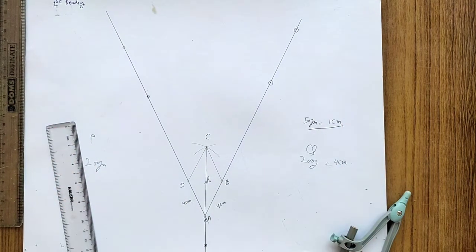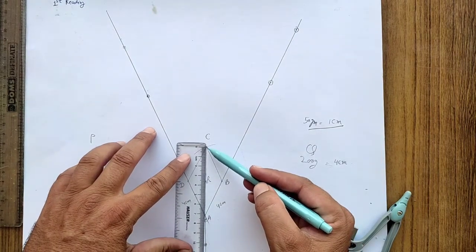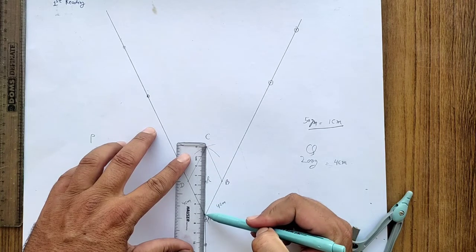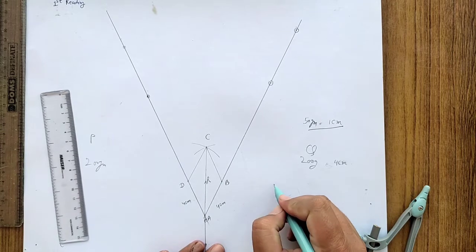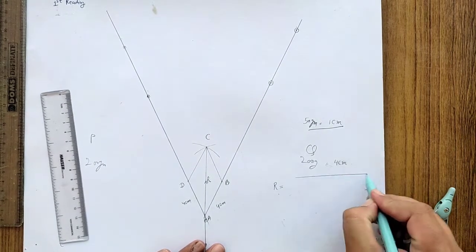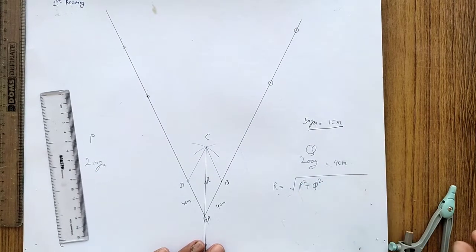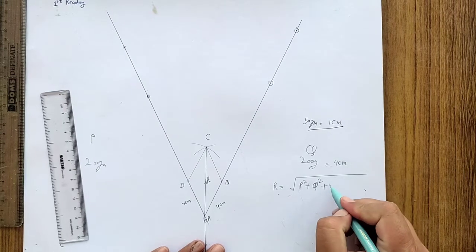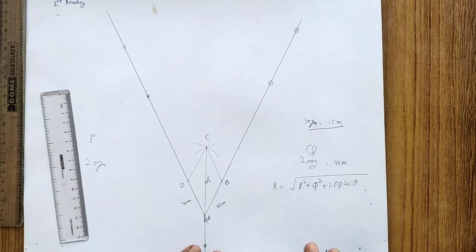We have two methods. Either we measure graphically, or we can measure the weight graphically. But I am using the formula in all 3 cases, that is R equal to the square root of P square plus Q square plus 2 PQ cos of theta. Now, how will we find theta?